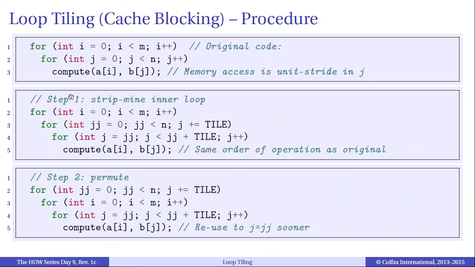Also, this technique only works exactly like that if n is a multiple of tile. If it is not a multiple of tile, you may want to either require that it is a multiple of tile, and the user can do it by padding the inner dimension, maybe with unused variables, or you will have to write a remainder loop.